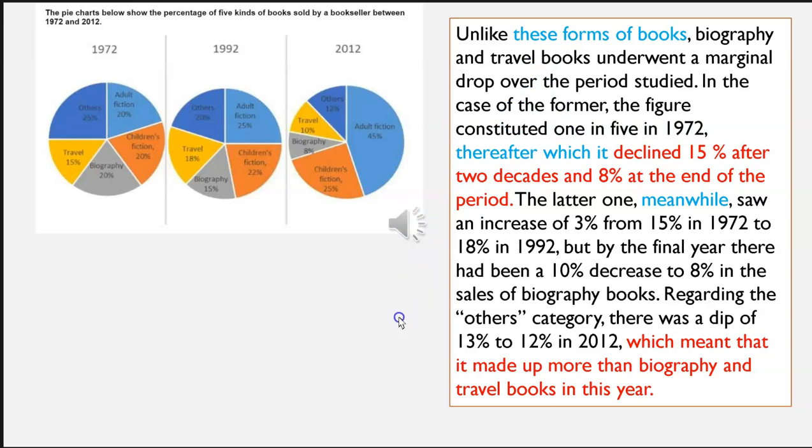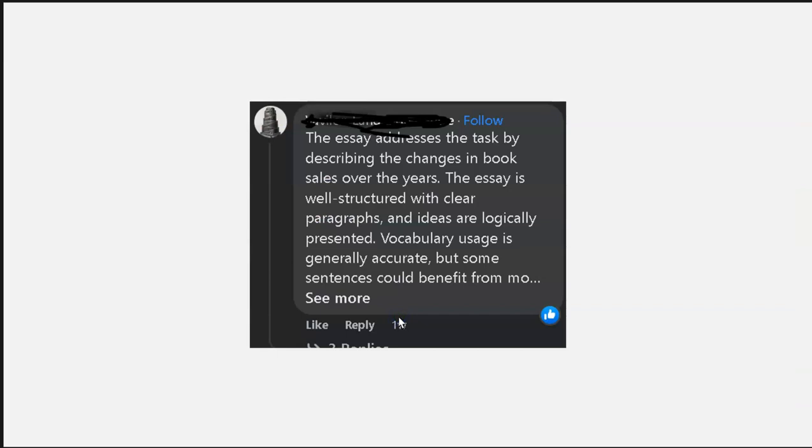Okay, so rough. Unlike these four. Right. Okay, but it didn't help someone from saying, "Oh, look at this. The essay addressed the task by describing the changes in the book sales over the years." That is true, it did do that, but that is not addressing the task. What is addressing the task? It's in the band descriptors all the time. The task isn't describe everything, and that's what you've done.